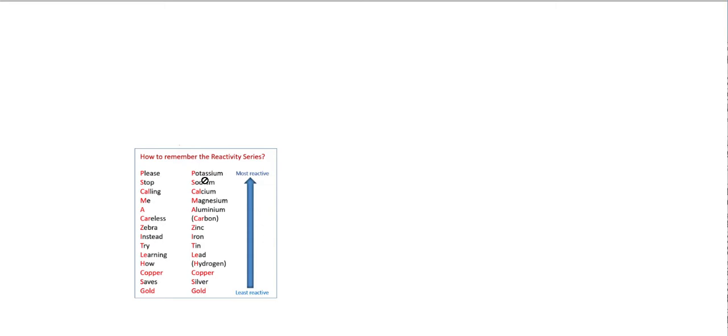It will displace any of these from compounds containing them. So if I was to put potassium chloride in with sodium sulfate, the potassium would displace the sodium. Sodium would displace calcium. Calcium cannot displace sodium. So this tells us whether a reaction will take place.